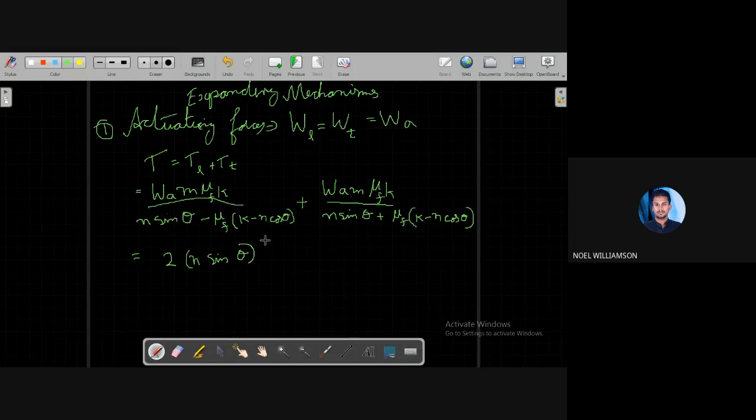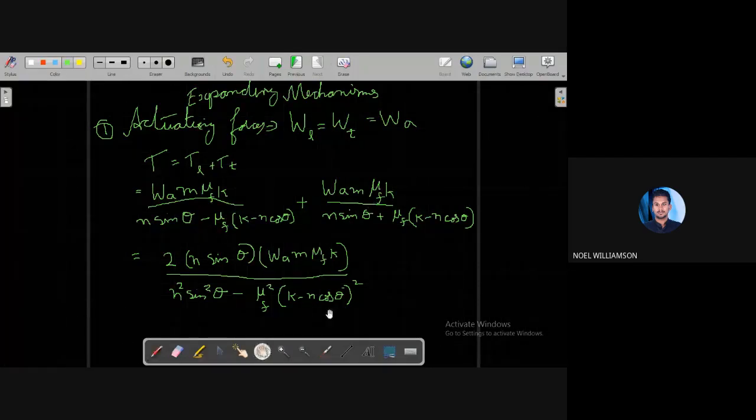Here b is n sinθ, into this constant, that is W_A · m · μ_f · k, divided by the square of this, that is n² sin²θ minus (μ_f · k − n cosθ) the whole squared. This is the first case, or the first mechanism.